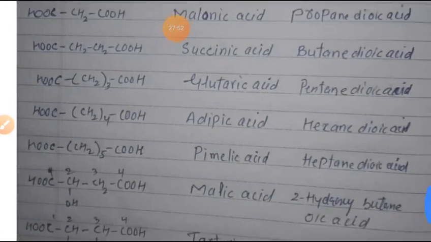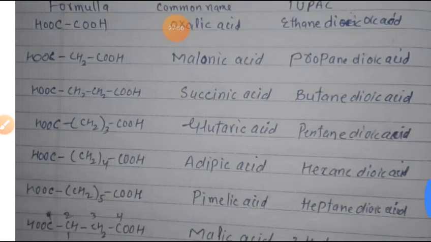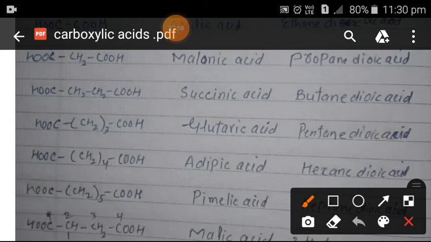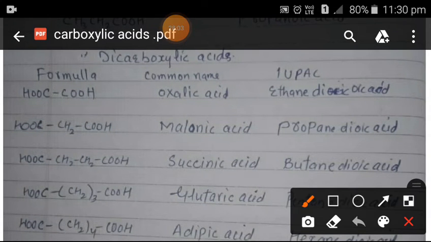So first see here the first members of the dicarboxylic acids. First, for the common name system, you will see the structural difference of the molecule. There are two COOH groups. Clear? So this is called oxalic acid. After that, there are two carboxylic acid groups, but in between there is one methyl group. This is called malonic acid.